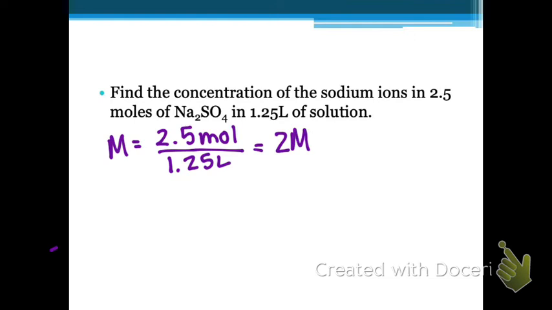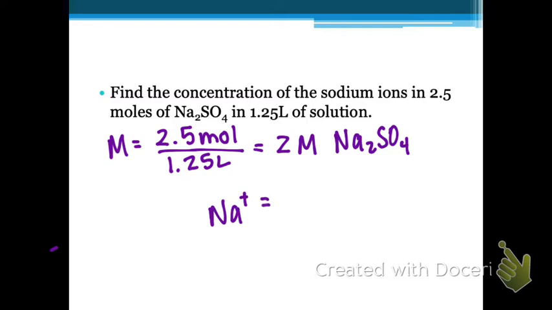That gives me a concentration of 2, right? 2 molar. Okay. And so if this is the concentration of my total solution, what would my concentration of just sodium ions be?